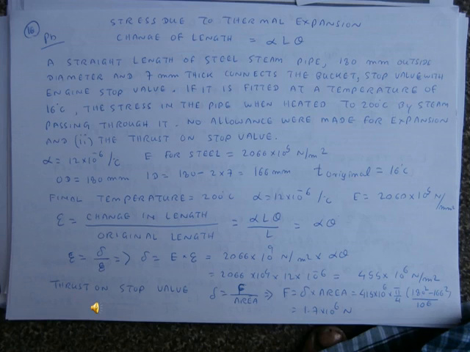Thrust on the stop valve: delta is equal to force divided by area, so the force is equal to delta multiplied by area. So 415 multiplied by 10 power 6 multiplied by pi by 4 multiplied by 180 square minus 160 square divided by 10 power 6. So you get 1.7 multiplied by 10 power 6 Newton.